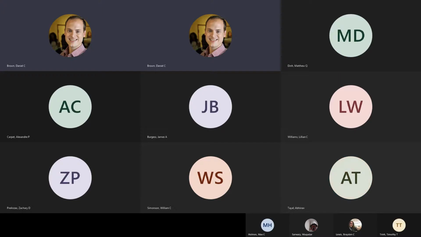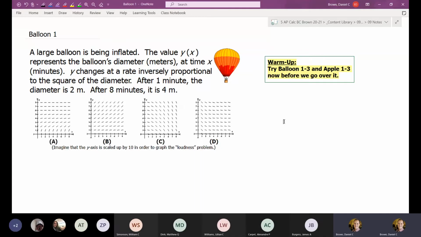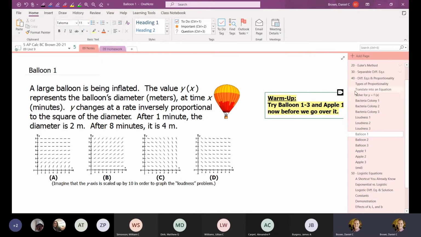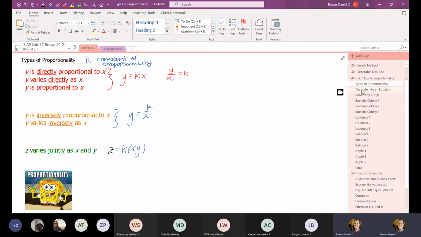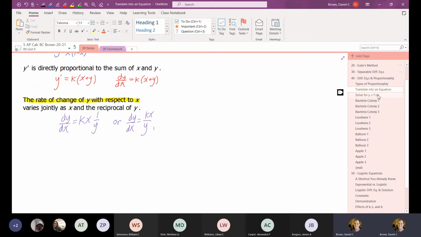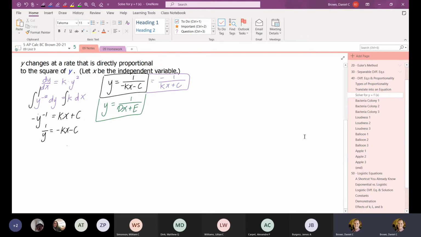Into logistic growth, which is what we're going to do tomorrow. Instead of me just jumping in and going over it, I want you to try these two first. So on Friday, what we looked at was the general stuff. We looked at the types of proportionality. We looked at translating it from an equation and then solving it. And then we did two examples.